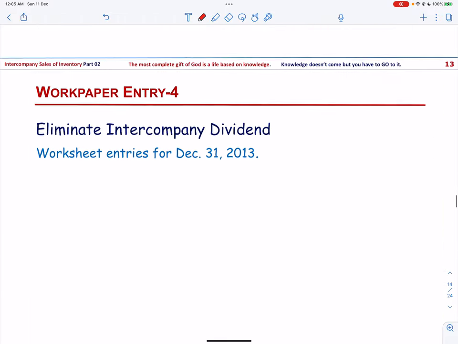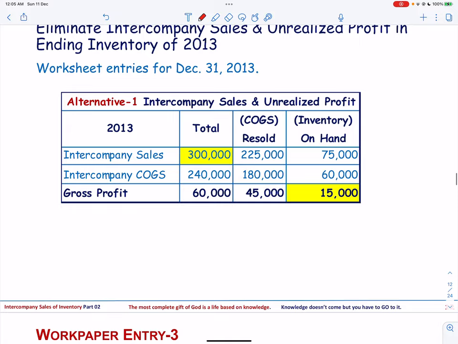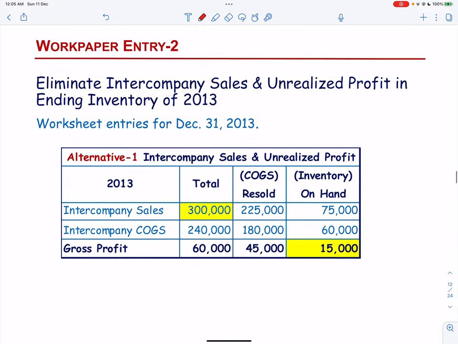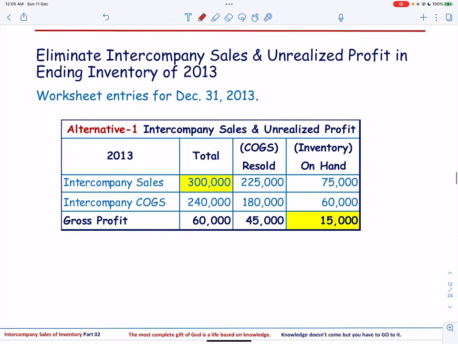The second work paper entry will be to eliminate the intercompany sales and unrealized profit in the ending inventory for the year 2013.